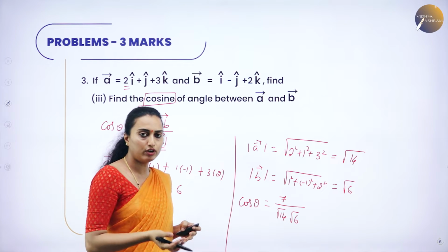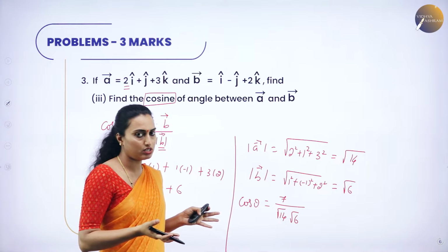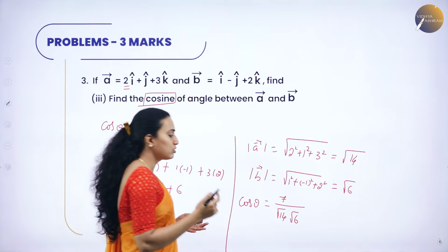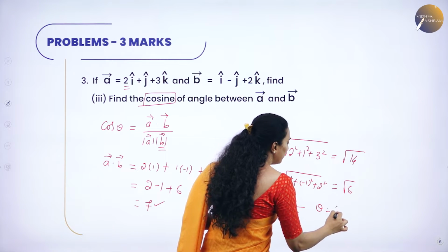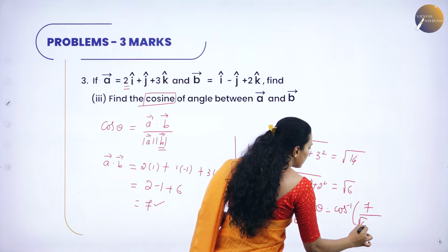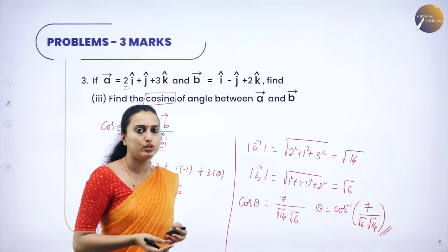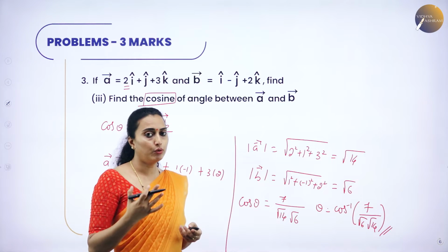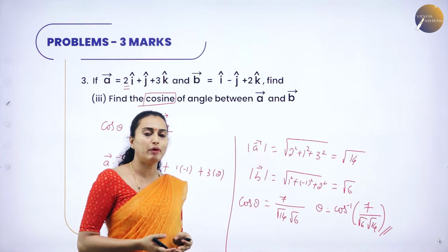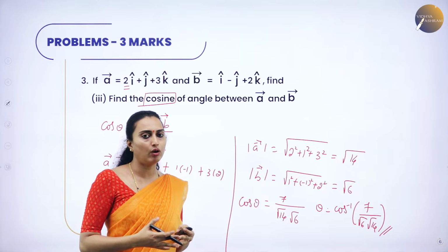If you want, you can further simplify that: root 14 into root 6 is root of 14 into 6, you can multiply that. Otherwise, you can keep it as it is. So therefore, theta is equal to cos inverse of 7 divided by root 6 root 14. And this is your final answer, dears. I hope you understood this one. So these are all the types of questions they can ask you on the cosine of an angle or the projection of A on B or B on A.